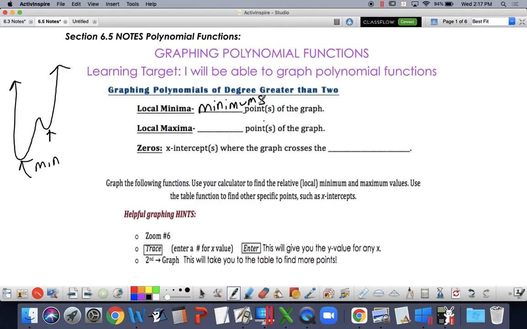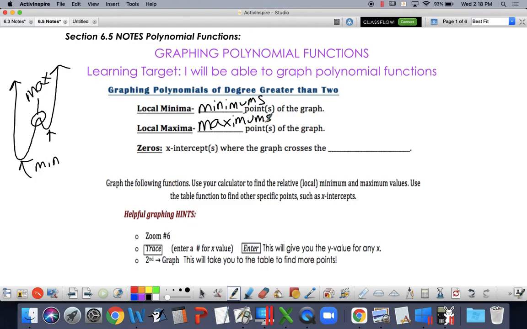So the first thing you do is you're going to look at the graph and say, okay, how many points do I need to really grab from the calculator? How many maximums do we have? Just the one. We only have this one maximum. So a maximum is when you change from an increasing slope to a decreasing slope. So we're going to look for these maximum points as well.